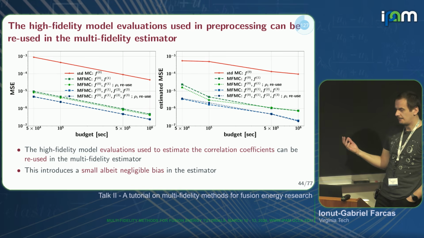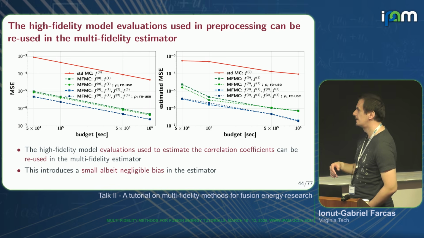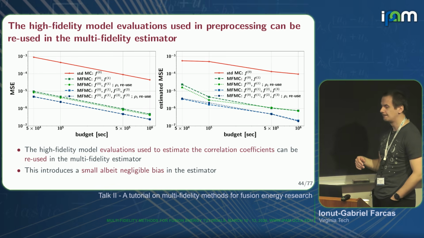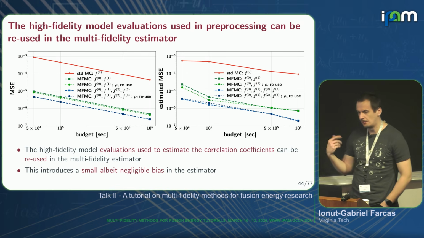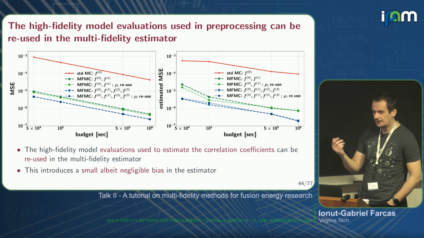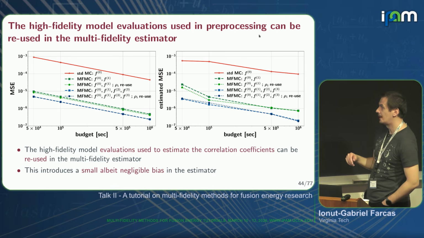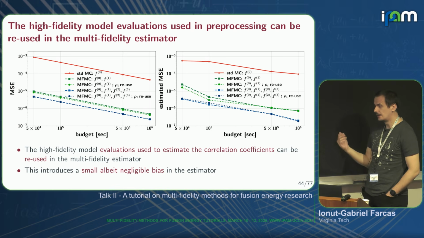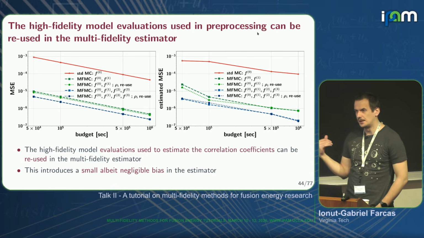So we redid the estimations. Theoretical plot on the left, actual numerical simulation plot on the right. And what we notice is that indeed this introduces a small bias, but it is negligible in this application. And in any further application that we did using this strategy, we notice similar results in the sense that the bias that this introduces is quite small.